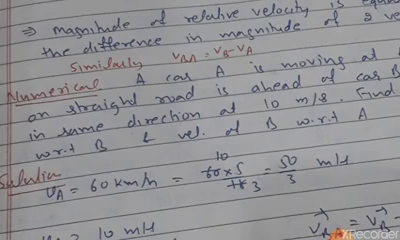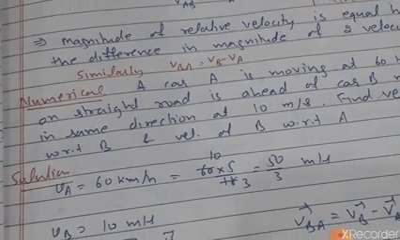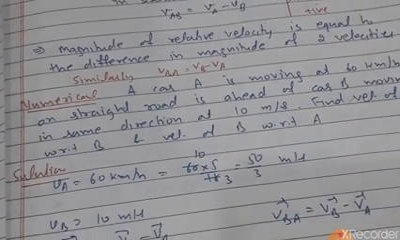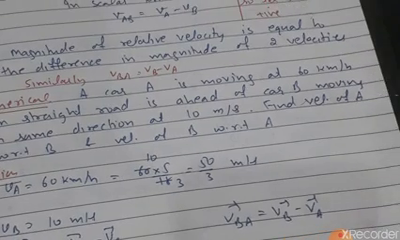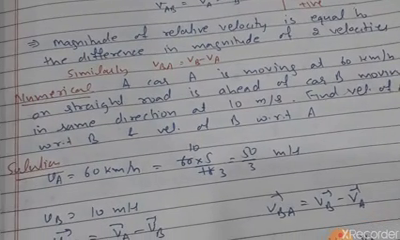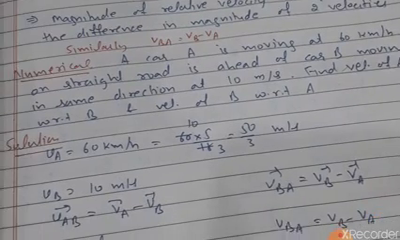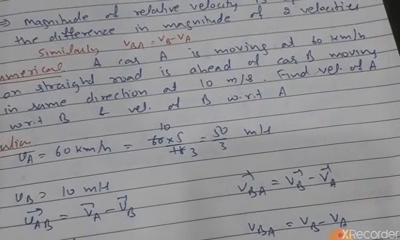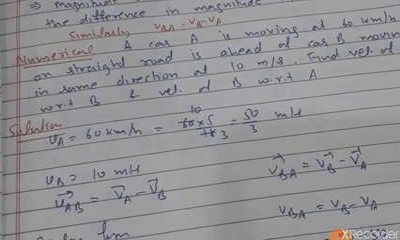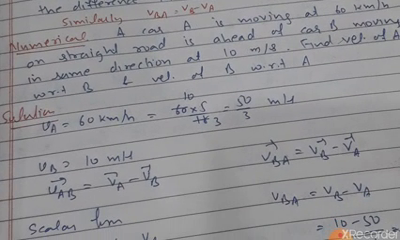So let us understand it with the help of an example. A car A is moving at 60 km per hour on a straight road, ahead of B moving in the same direction at 10 meter per second. Find velocity of A with respect to B and velocity of B with respect to A. Both objects are moving parallel to each other.